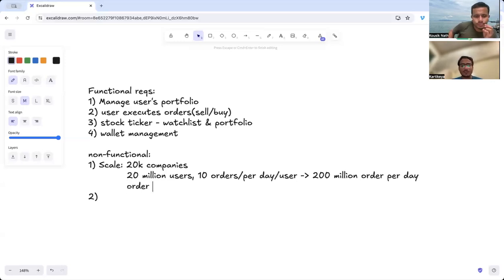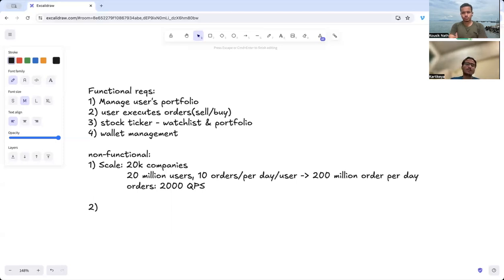So for orders, it would be 200 million, which is basically 2 into 10 to the power 8. Divide by, we can assume we have 10 to the power 5 seconds in a day, which comes to approximately 2000 QPS. So we have a QPS of 2000 just for the orders.